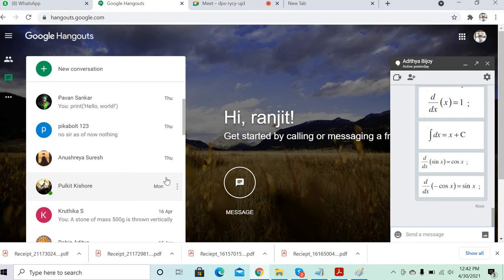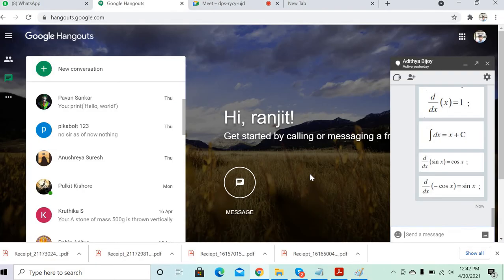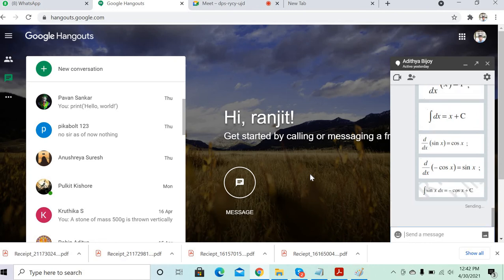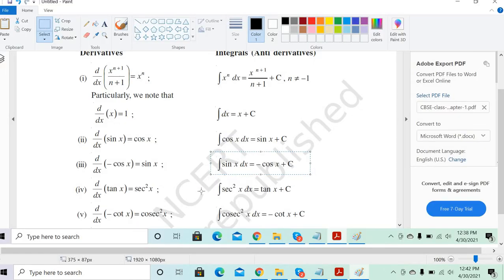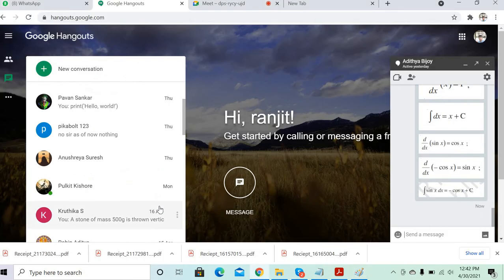Cos x differentiation is minus sin x. So minus into minus is plus sin x. So integration of sin x should give me minus cos x now. Correct? What we are learning right now is the opposite formula, because you know the differentiation of the terms, since you have done them using the first principle. Right?